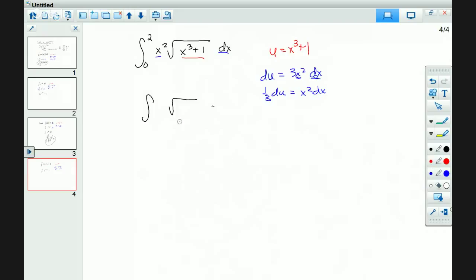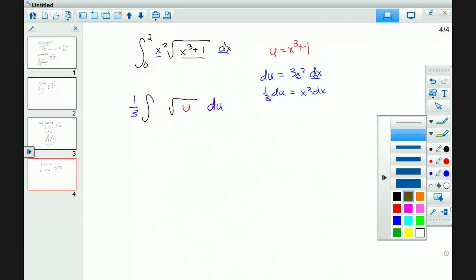This in red, so we have u and we have du, and 1/3, right? The question is, what do I do with those? There are two options. You can change them, or you can leave them. Which do you want to do? Which is better?